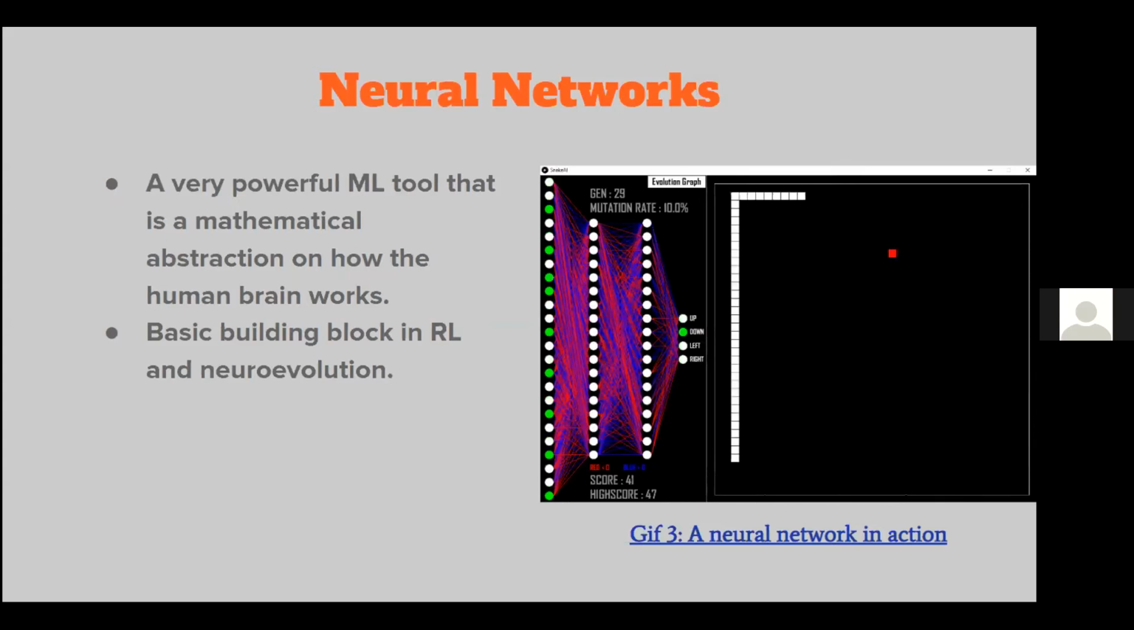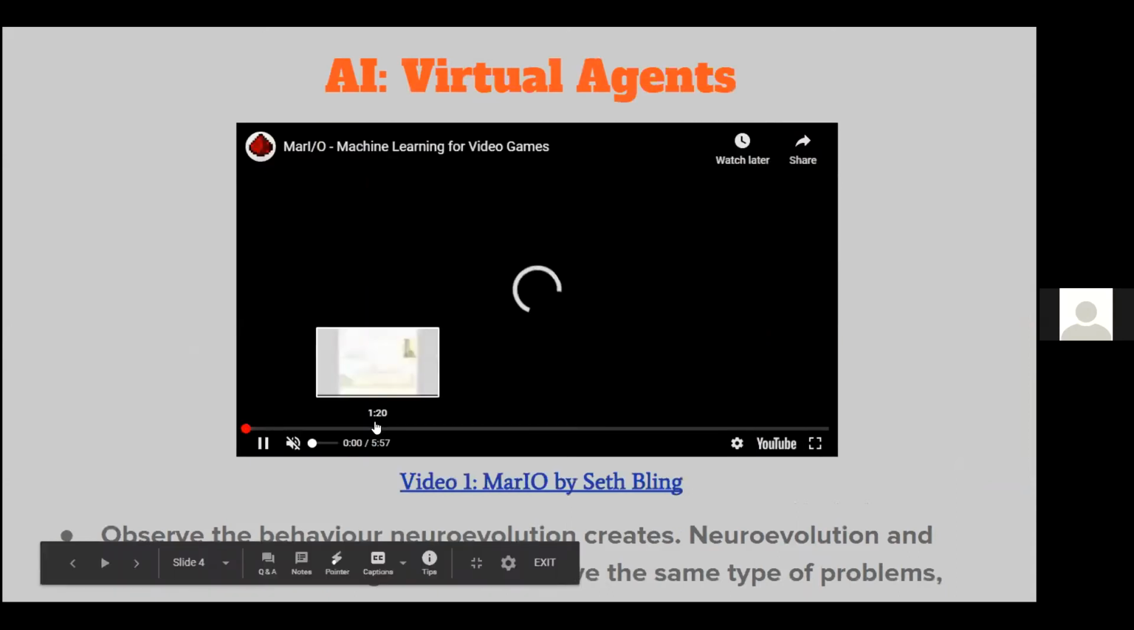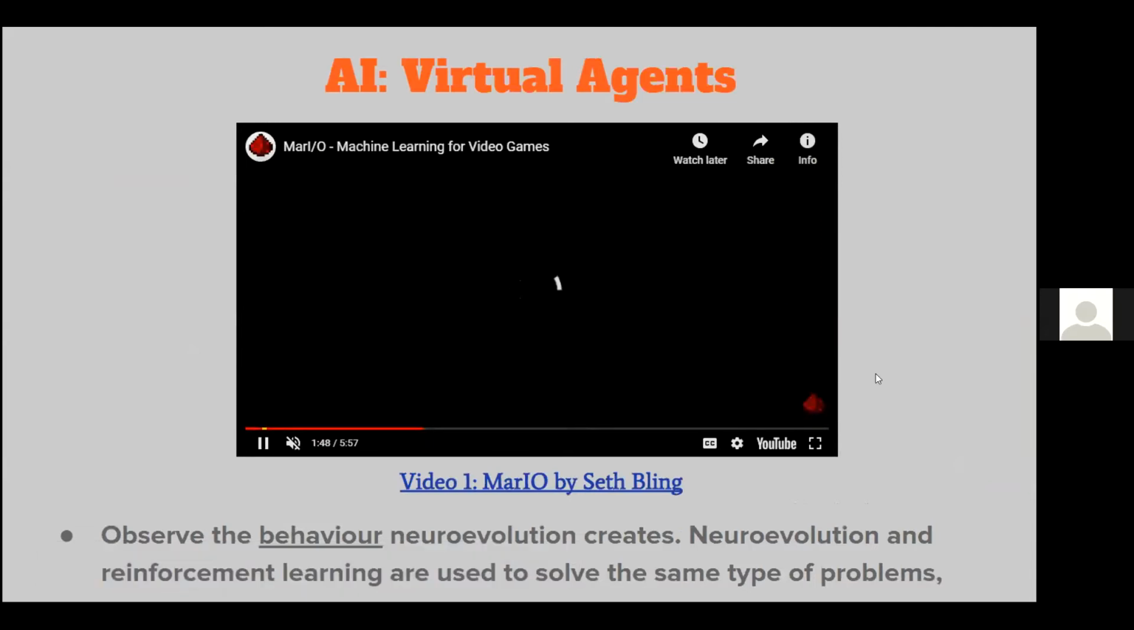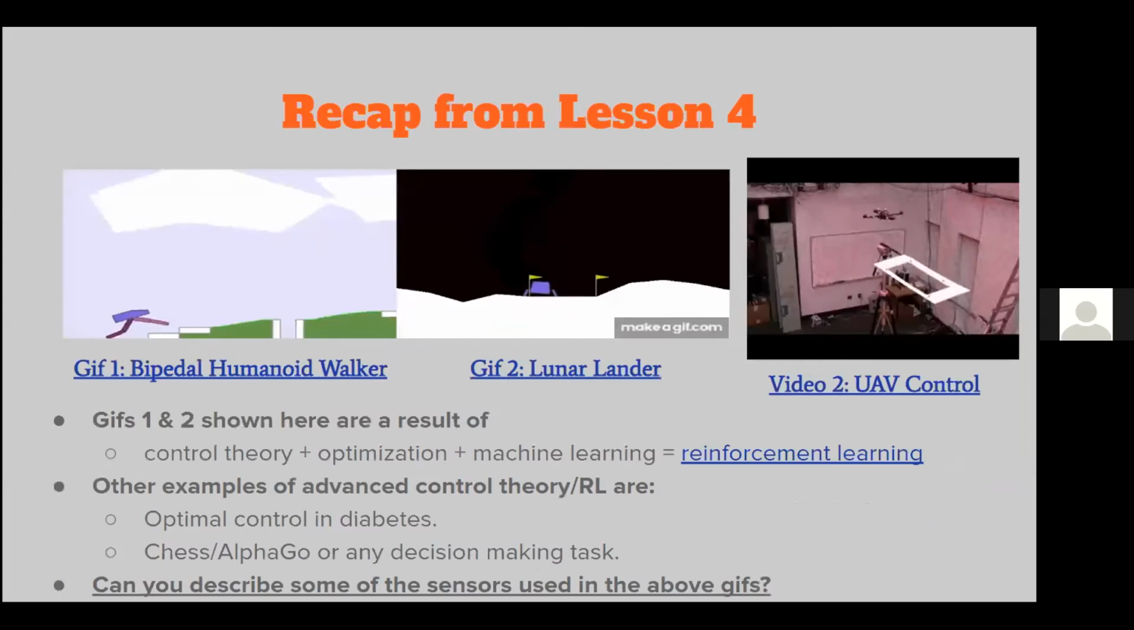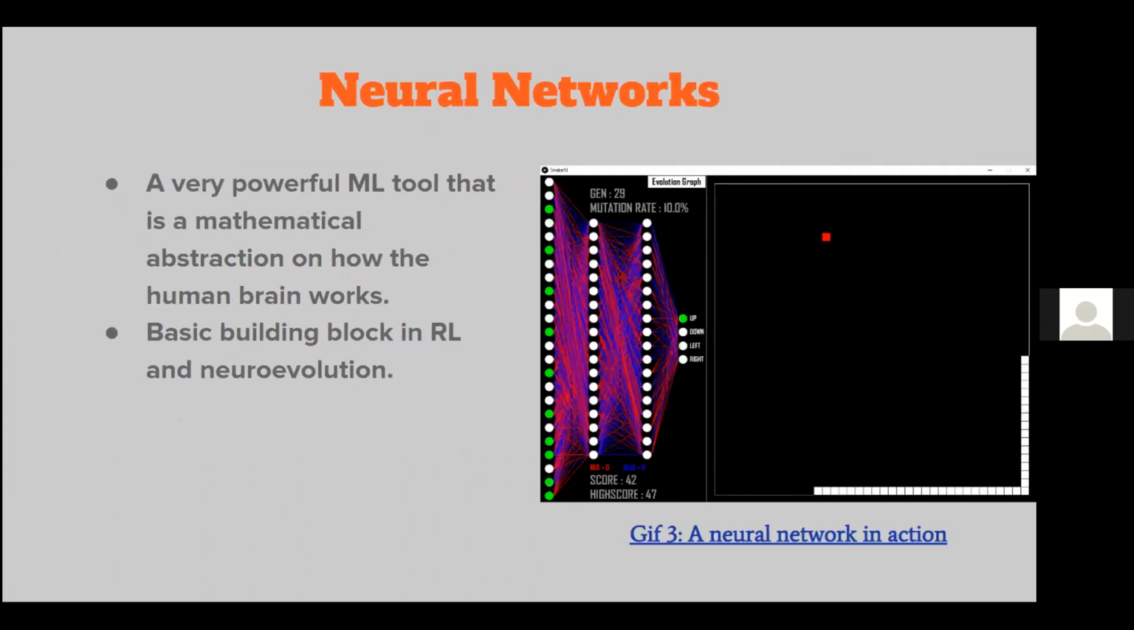I'm not sure if you guys have heard of it, but I think in that Mario video he did talk about this concept of neural networks. If you recall from the video, he did talk about what neural networks are and how they were used as the brain of the artificial agent. That's essentially what they are. They're basically a mathematical way of modeling how the human brain works.